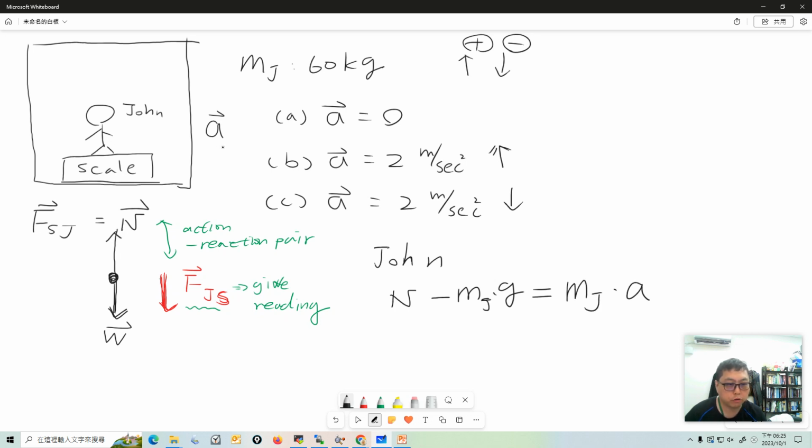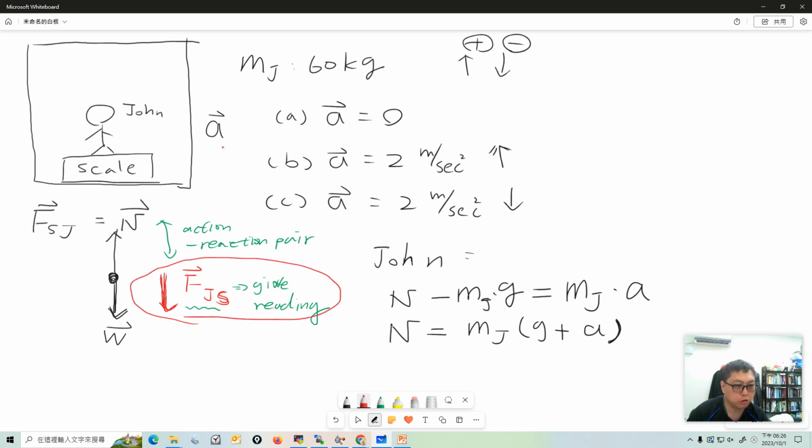So this is the equation we have to use, and we need to find N. N is equal to m_J times (g plus a). That's pretty much about it. You might ask, why don't I consider F_JS in this equation of motion?